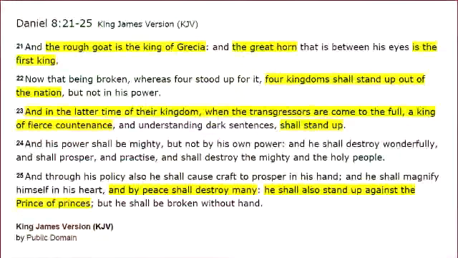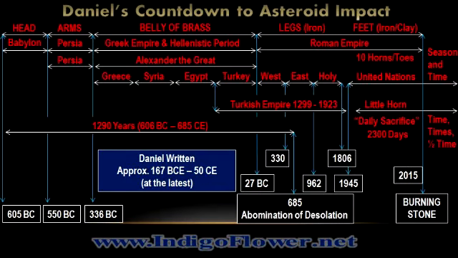And this king of fierce countenance in Daniel 8 is going to be broken without hand. In other words, the king of fierce countenance will be broken by the burning stone from heaven. The king of fierce countenance, therefore, must be ruling at the very end of this timeline. Yet Daniel says it rises out of the 4 kingdoms of Greece, which very clearly rose up after Alexander the Great.